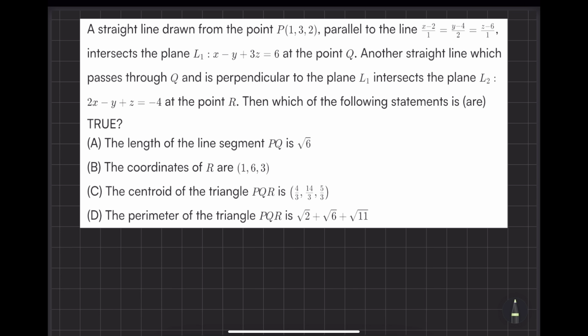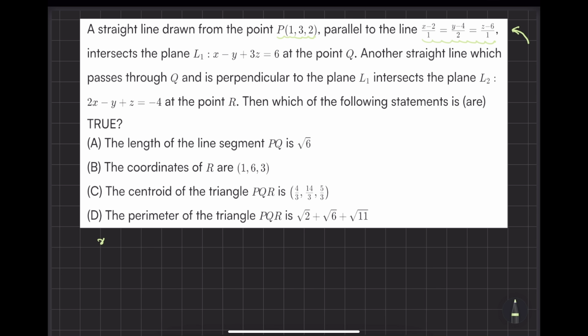So, we got a new problem which says a straight line drawn from the point P parallel to the given line. These guys are talking about a straight line which passes through the point P and is parallel to the given line. Now, to write down the equation of a line, we need what? We need a point on the line. We have it. It's P.